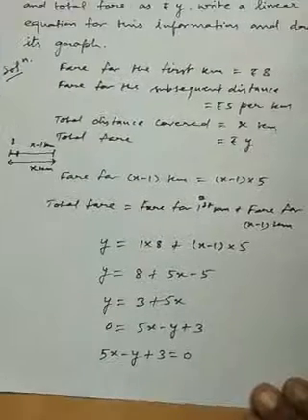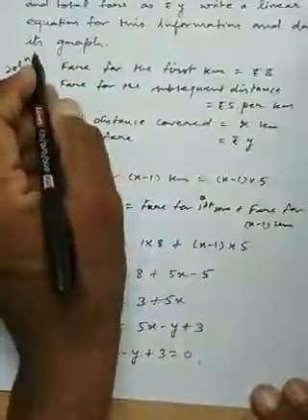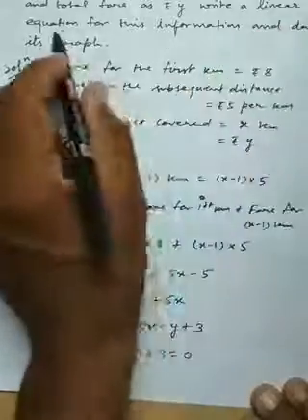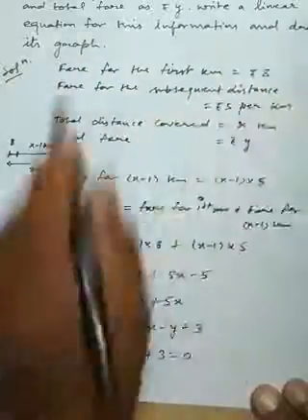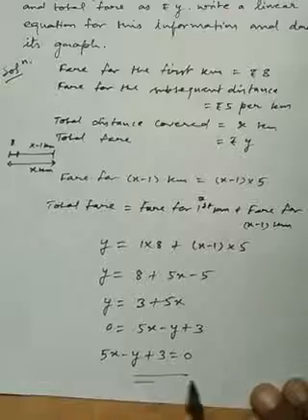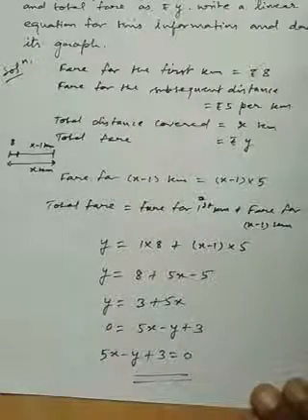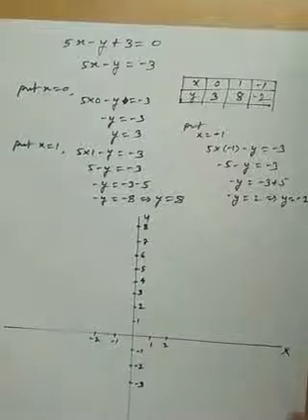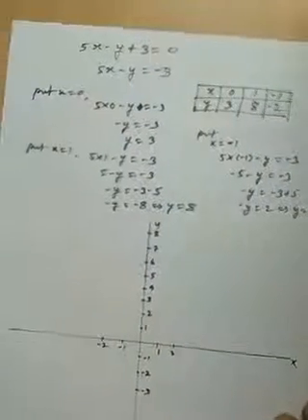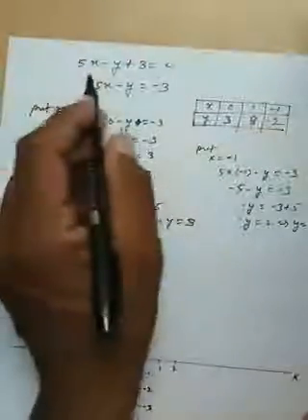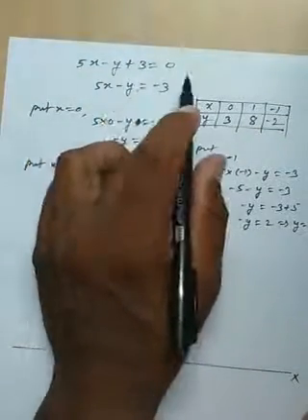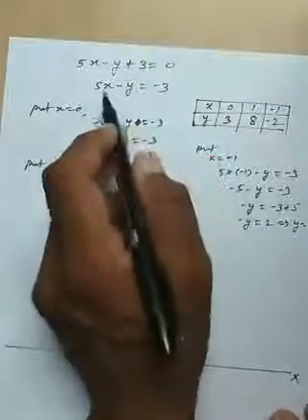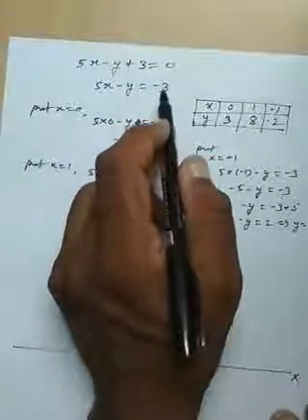And again, draw its graph. This is the last part. First, write a linear equation for this information and draw its graph. This is the linear equation for this information. And again, we should draw its graph. For drawing the graph of this linear equation, our equation is 5x minus y plus 3 equal to 0. So here we transpose 3 to the RHS. So 5x minus y equal to minus 3.